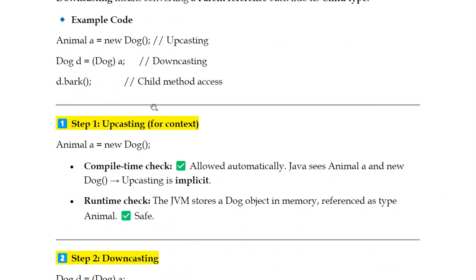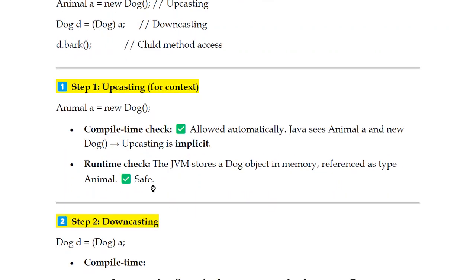First, for context, we'll discuss upcasting. The compile time check: is the animal class reference type present or not? Java says Animal a = new Dog(); upcasting happens implicitly. At runtime, the JVM stores a Dog object in memory, referenced as type Animal. So it is a safe one, because at runtime it is going to execute this method.